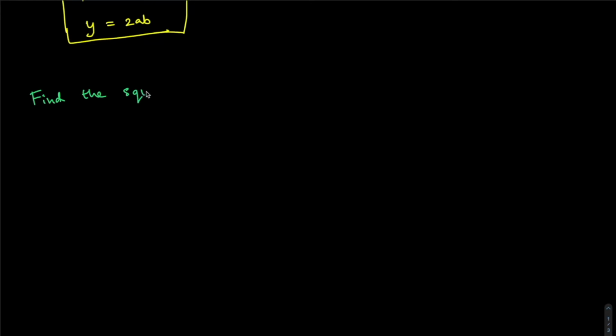So we have: find the square root of 7 minus 24i, right? So before I start and give the solution, pause the video, try it on your own.